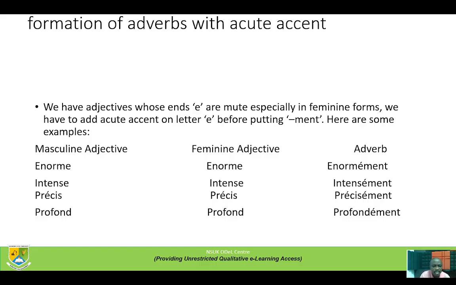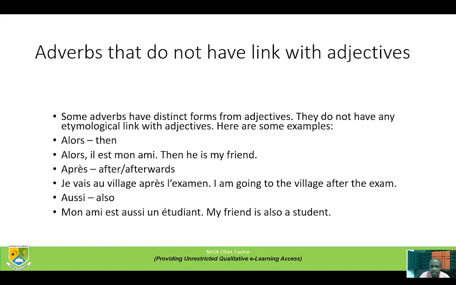Énorme. That is enormous. The same form in masculine and feminine. Énormément means enormously. Intense. Intensément, intensely. Précis. Précisément. Look at the acute accents we are adding before we add -ment. Profond. Profondément.